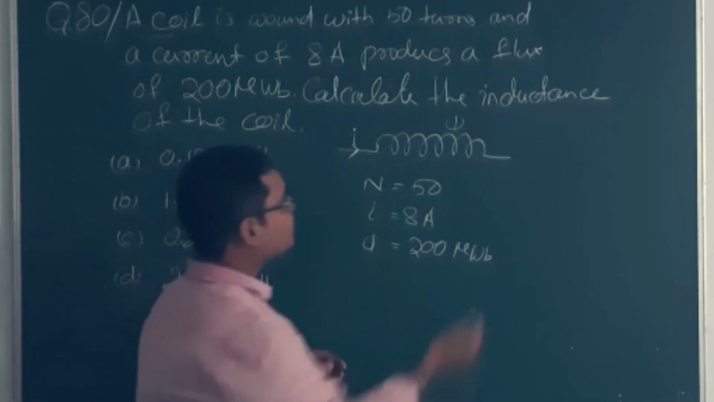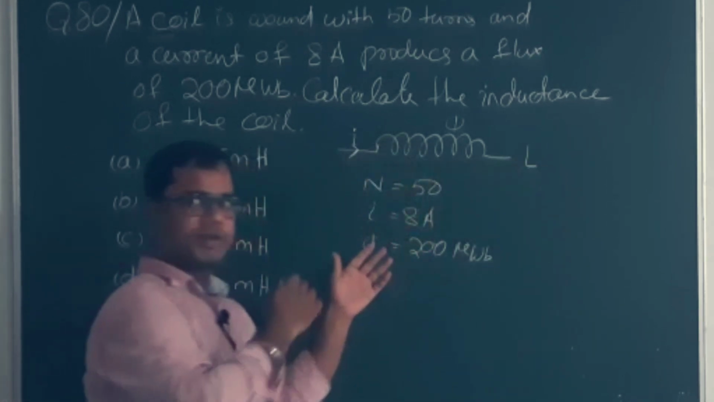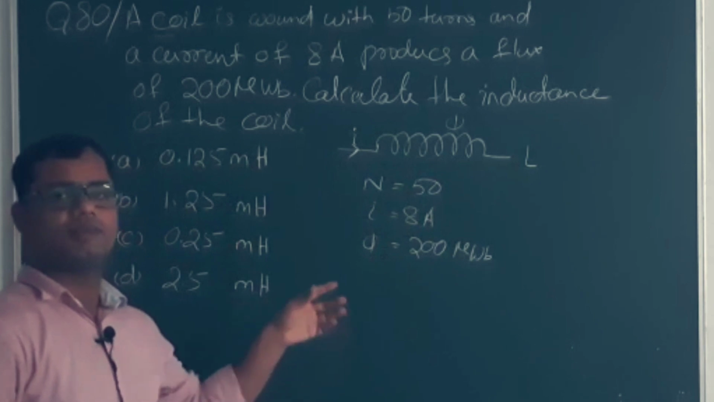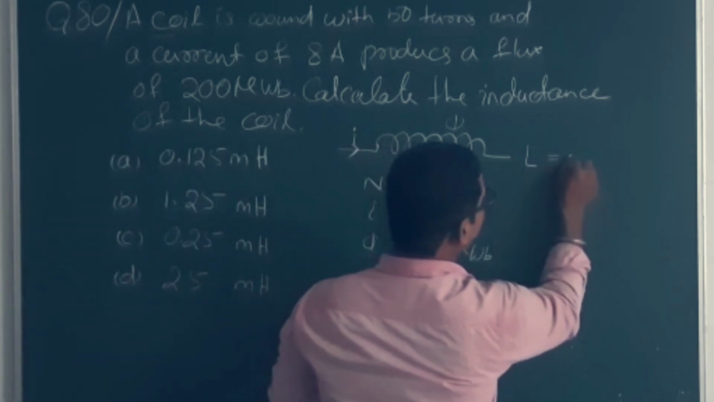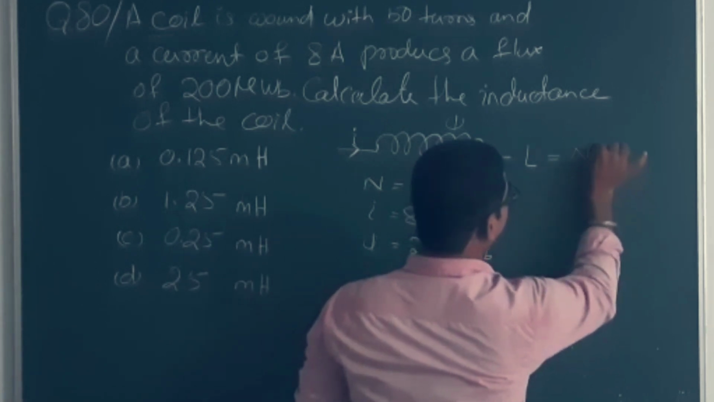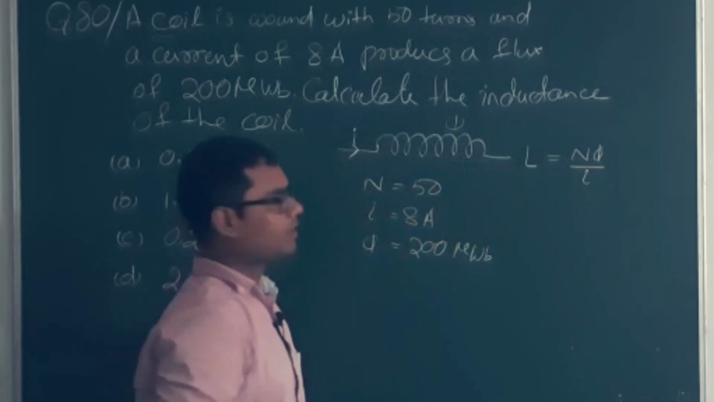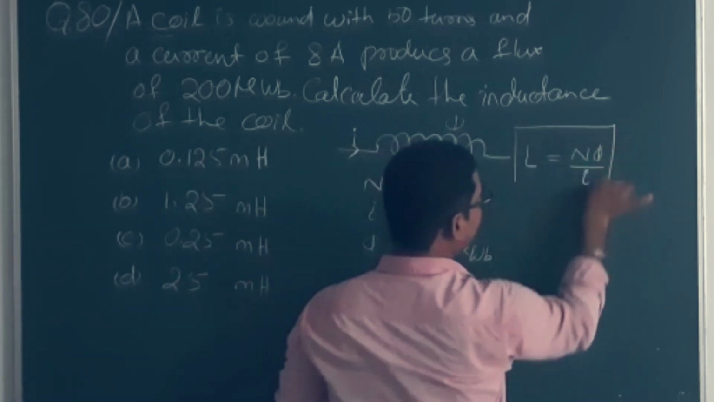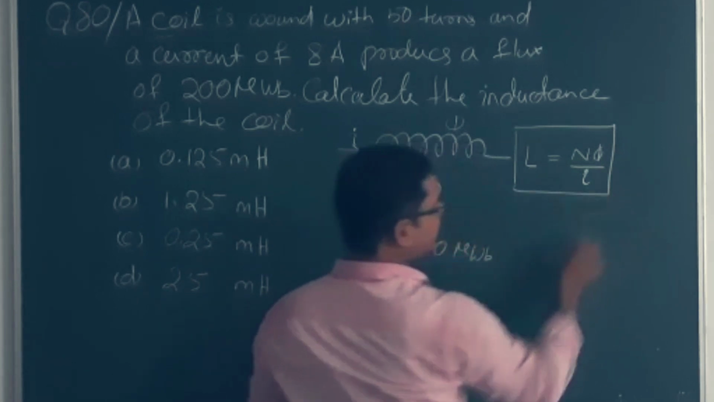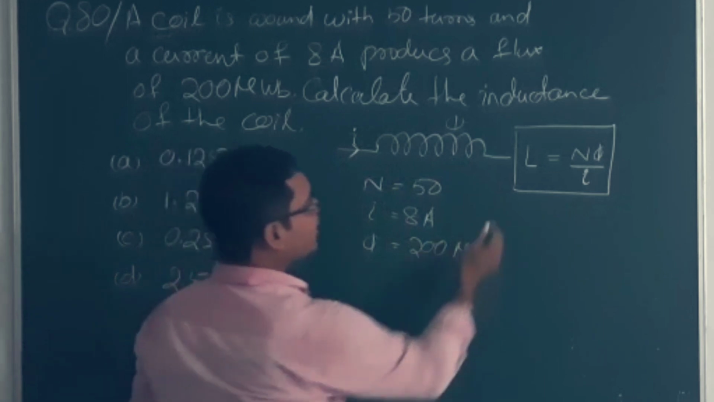Okay, so the formula is L. These are simple formulas, like in the previous question there was the formula for Ohm's law. Here the formula is L equal to N phi divided by I. This is the formula, N phi divided by I. You have to remember the formula. Very simple and easy formulas. So L equal to N phi by I.